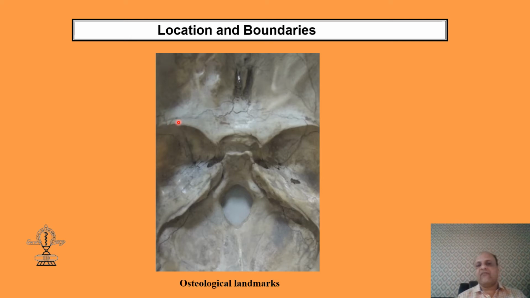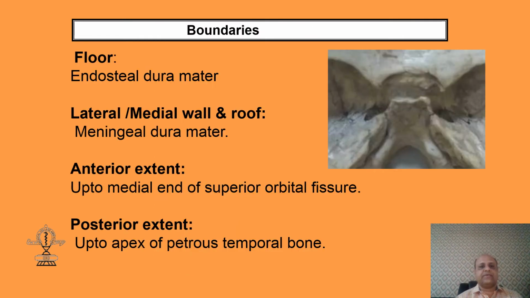And here we have the sphenoparietal sinus along the margin of the lesser wing of sphenoid bone. So these are the osteological landmarks in relation to the cavernous sinus.